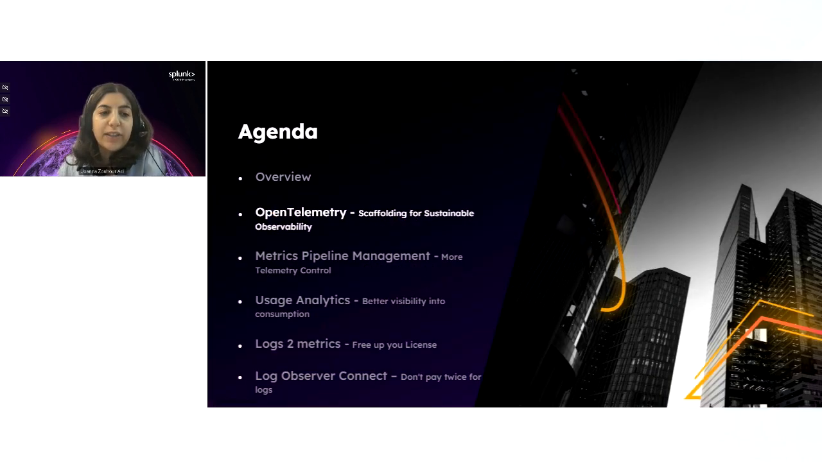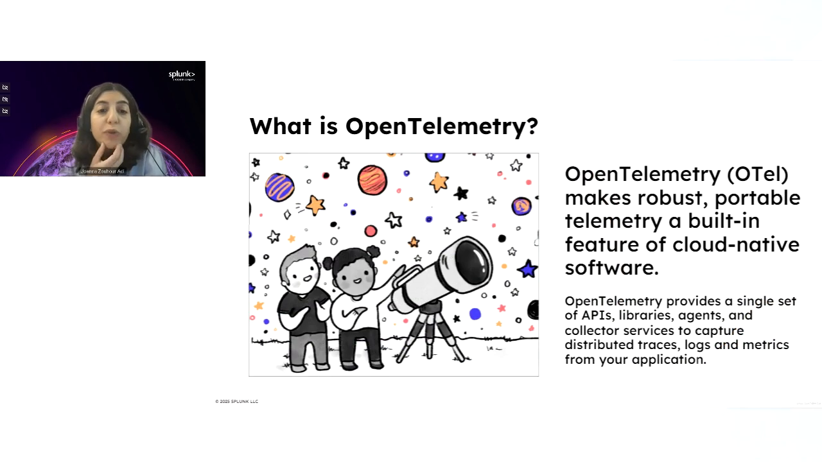All right, so let's jump ahead and start with OpenTelemetry, which is really that foundation that I mentioned before for sustainable observability. So for those of you who don't know, OpenTelemetry is an open source project that provides a single set of APIs, libraries, agents, and collector services to capture distributed traces and metrics from your application. It's essentially an industry-backed extensible architecture that is completely vendor agnostic, and it helps make robust portable telemetry a built-in feature of your cloud-native software.